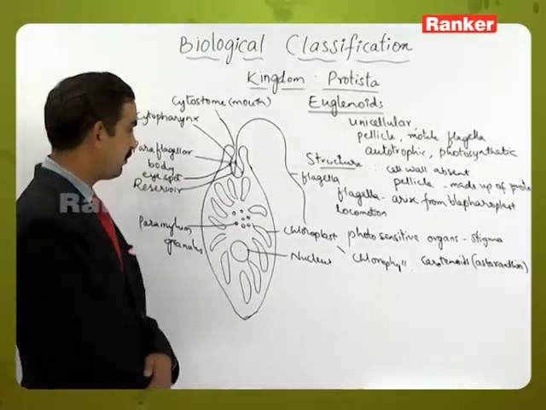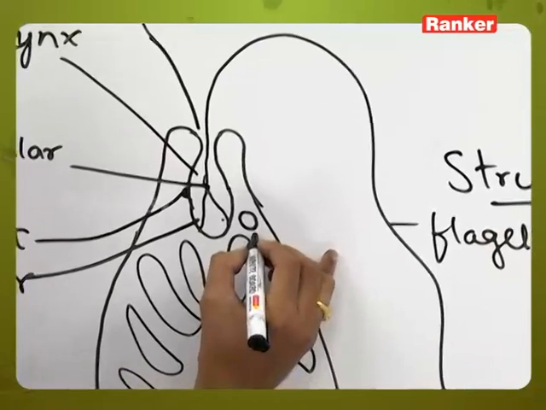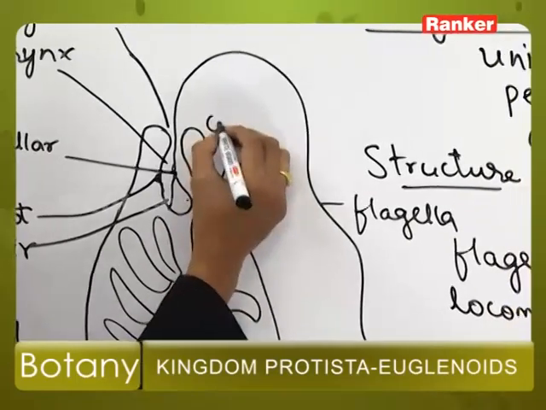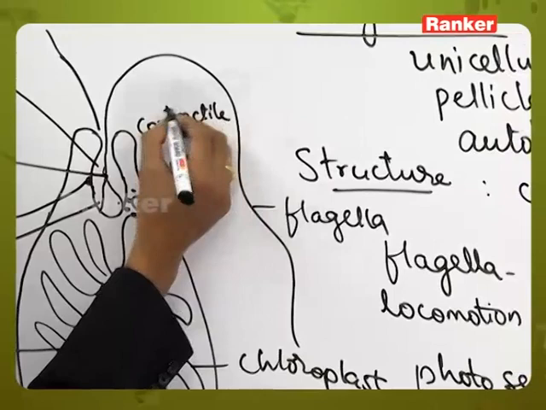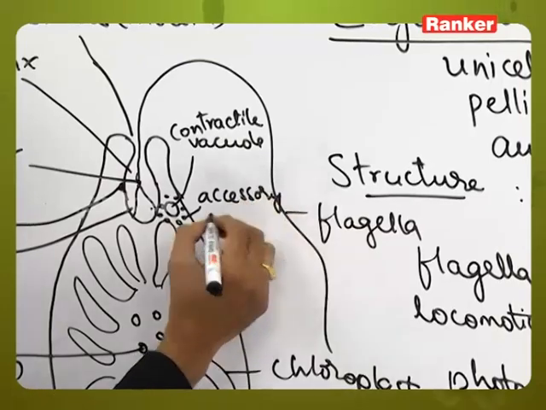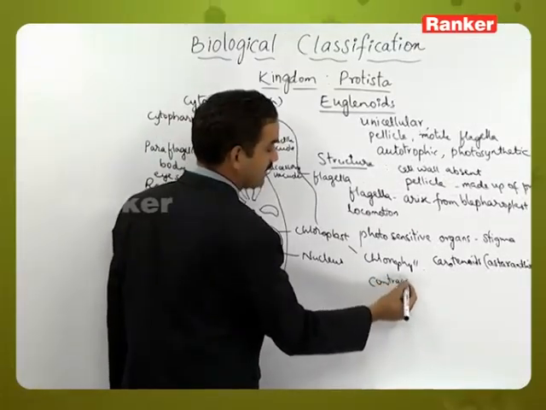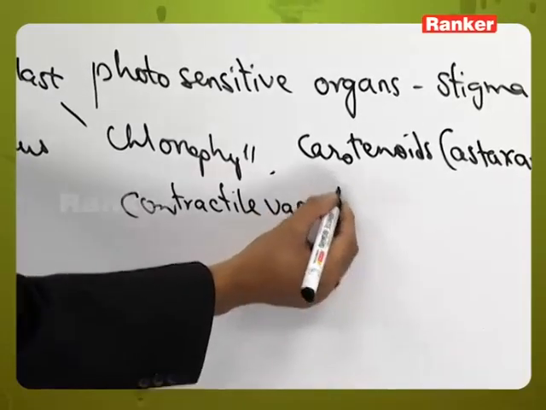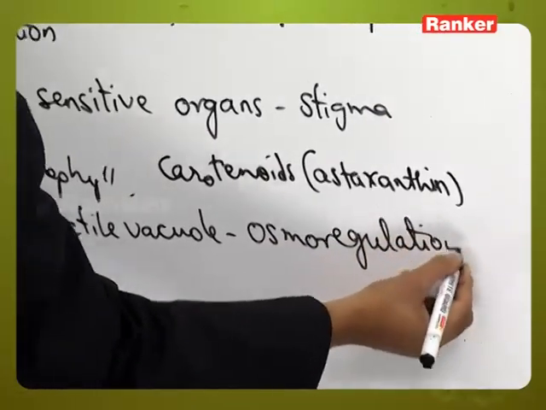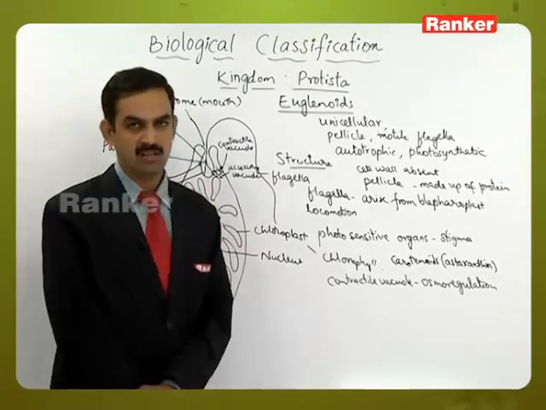Likewise, they have one more structure near the cytopharynx, called a contractile vacuole, and surrounding the contractile vacuole we can see small vacuoles. These are called accessory vacuoles. So the large one is called the contractile vacuole, surrounded by the accessory vacuoles. Here the contractile vacuole is concerned with a function called osmoregulation, which is useful in maintaining the concentration of water inside the cell. So these types of structures are present in the euglenoid organization.